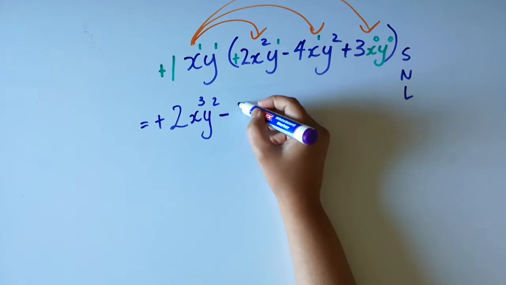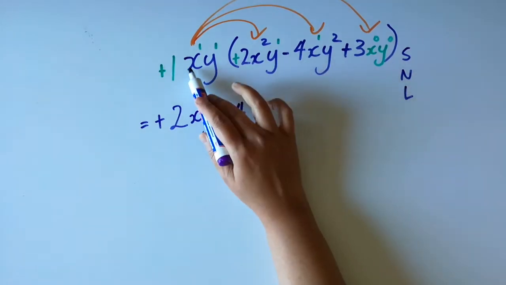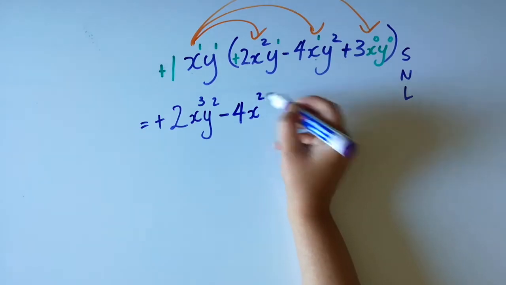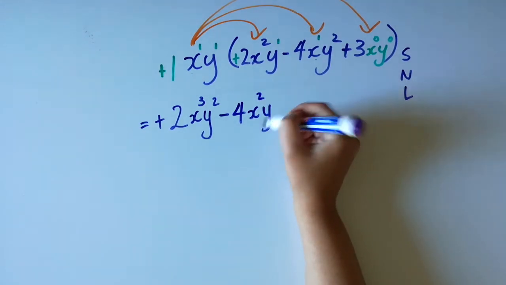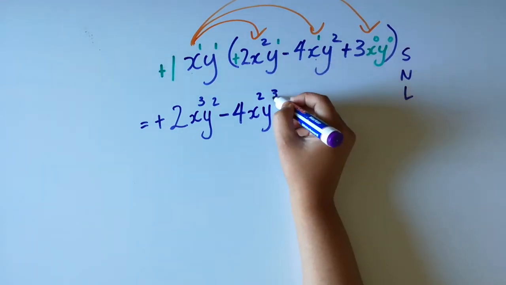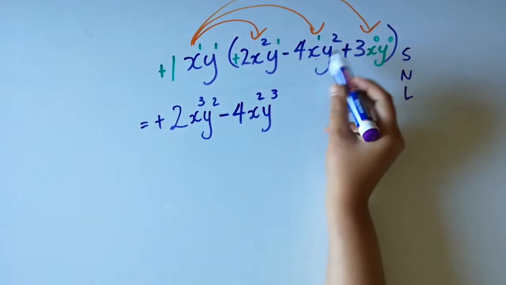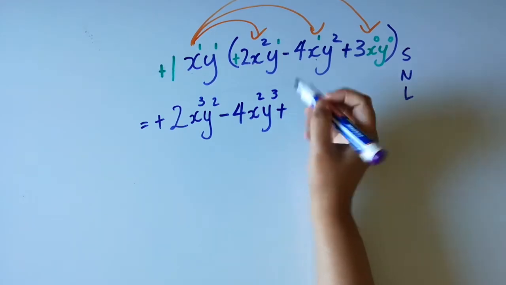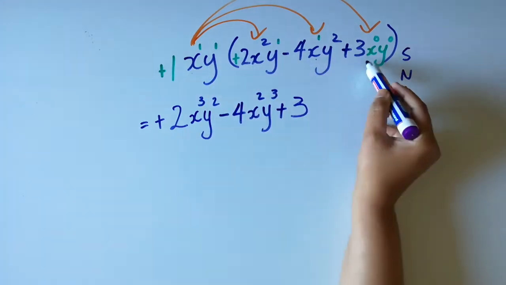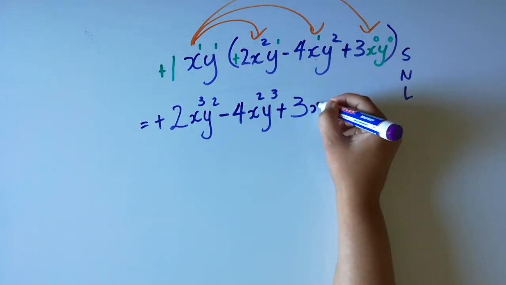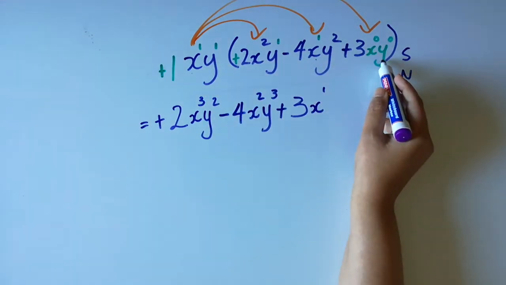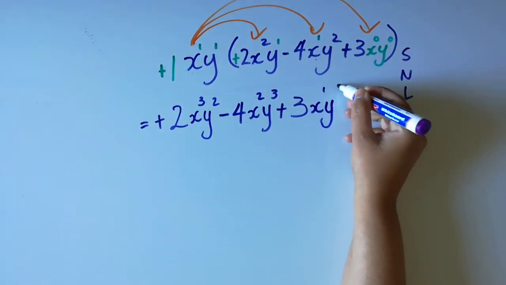Plus times minus, minus. 1 times 4, 4. X to the power 1 times x to the power 1 will give us x to the power 2. Y to the power 1 times y to the power 2 will give us y to the power 3. Plus times plus, plus. 1 times 3, 3. X to the power 1 times x to the power 0 will give us x to the power 1. And y to the power 1 times y to the power 0 is y to the power 1.